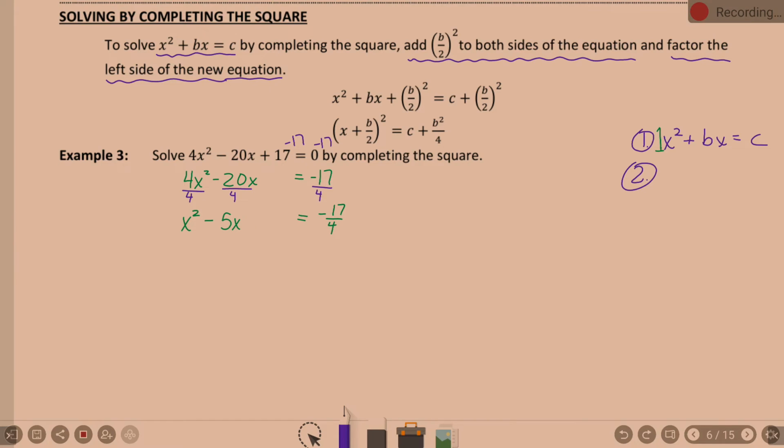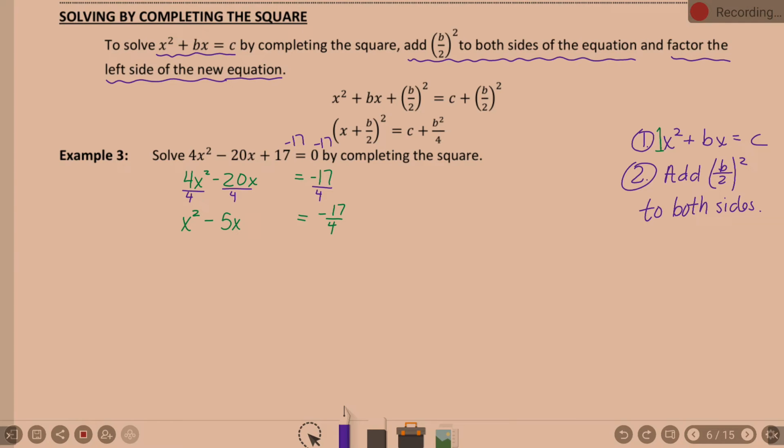Add b over 2 squared to both sides. So we're going to have to talk about what that means. We're adding b over 2 quantity squared to both sides. I'm putting these here, but realize these notes, remember seeing completing the square on that yellow paper? You have these steps, don't you? I don't know that I wrote them exactly the same, but probably pretty similar knowing me.